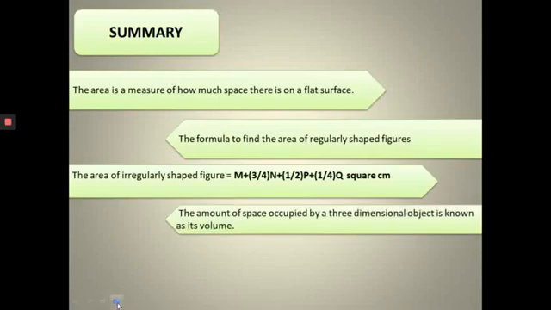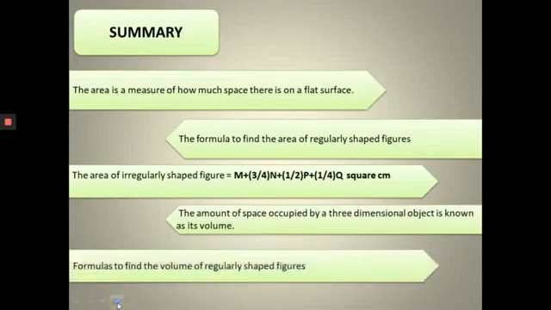Next we learned volume. The amount of space occupied by a three-dimensional object is known as its volume. Then we also learned how to find the volume of regularly shaped figures, and we also derived formulas for cuboid, sphere, and cylinder.